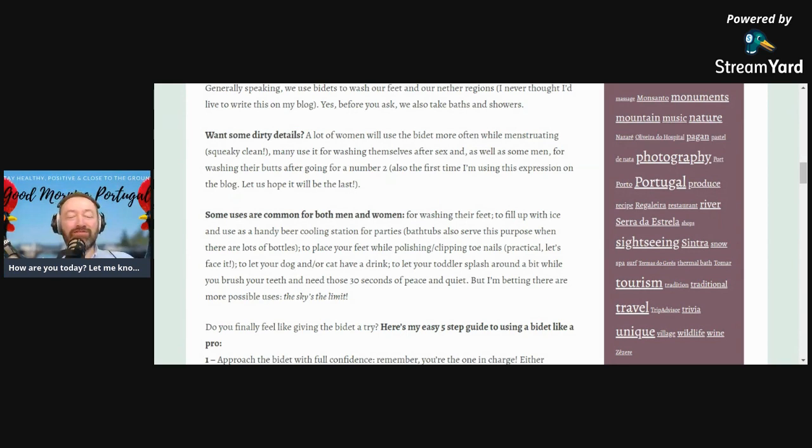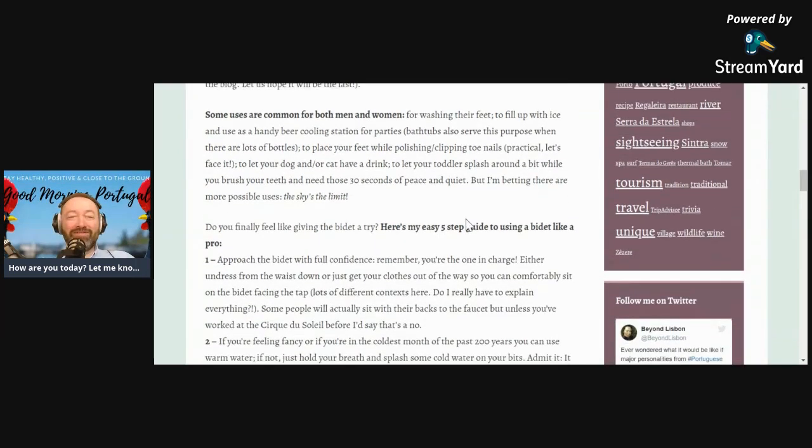Want some dirty details? Look away now if you don't like dirty details. A lot of women will use the bidet more often while menstruating, squeaky clean. Men use it for washing themselves after sex, as well as some men for washing their butts after going for a number two. Also, the first time I'm using this expression on the blog. Let us hope it will be the last. I did warn you. Some uses are common for both men and women: for washing their feet, to fill up with ice.